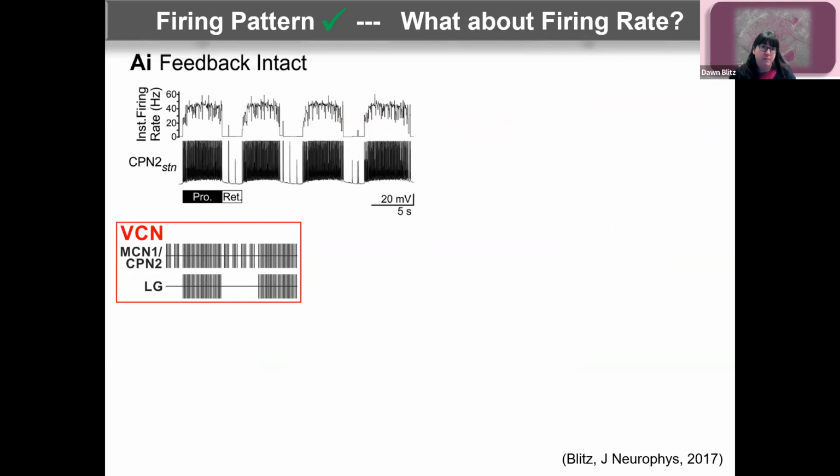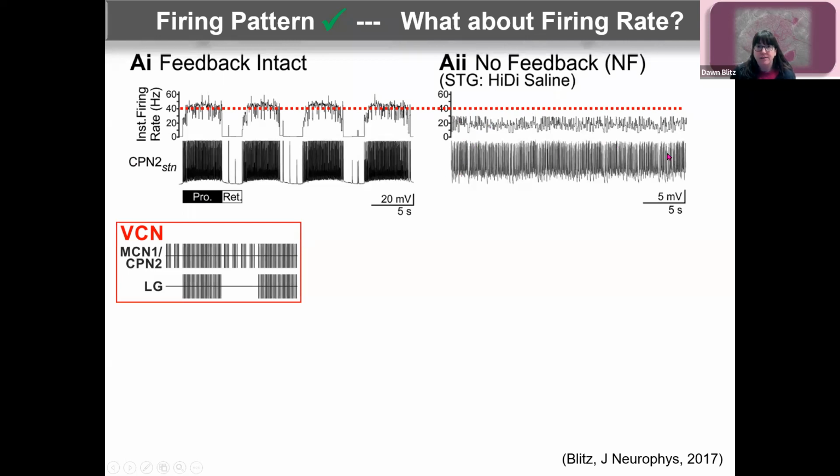For this, I'm going to really skim and hit the highlights. For firing rate, I'm going to focus on the CPN2 projection neuron because it was only its rate that was different between the two versions of the gastric mill rhythm. And I'm going to focus on the VCN rhythm, the one where the projection neurons fire tonically during protraction when LG is active. In this plot of instantaneous firing frequency, you see that CPN2 goes up to about 40 hertz. But when I eliminated feedback, it fires relatively tonically, and the average rate is about 20 hertz. That was consistent. It was about half the frequency that it was during protraction in the absence of feedback.